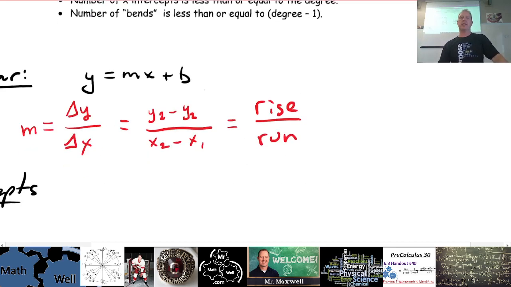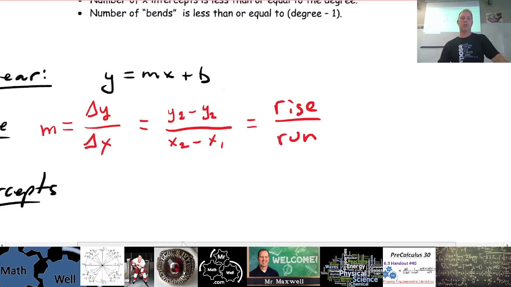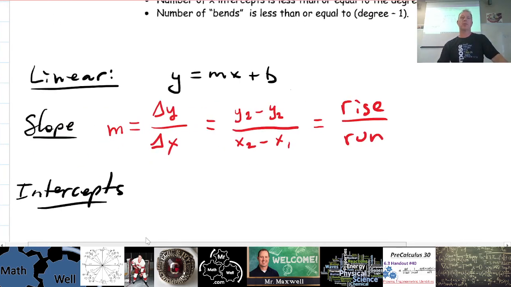I know this is blistering speed, but I'm just going to go over, like I say, some of the basics, and we'll see what we can get through here today. All right, so linear functions. Do you guys remember y equals mx plus b? That is the slope-intercept form for a straight line.